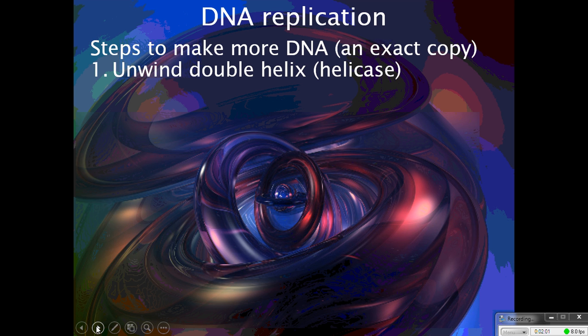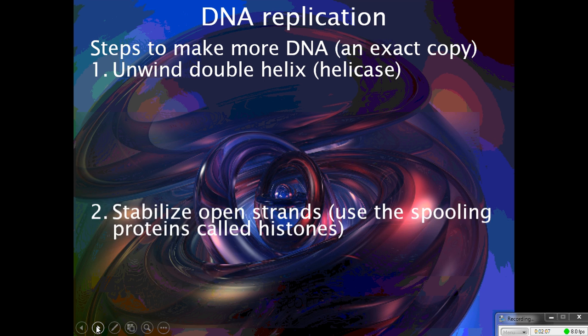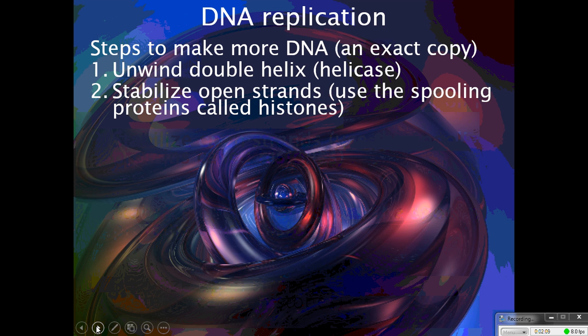I remember that because helix and helicase start with the same prefix, so it's unwinding that double helix. Second, the open strands are stabilized by proteins called histones. It's important for this to happen so that they don't get tangled or bent or broken because the DNA is very precious to the cell.